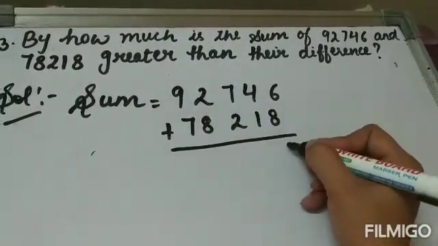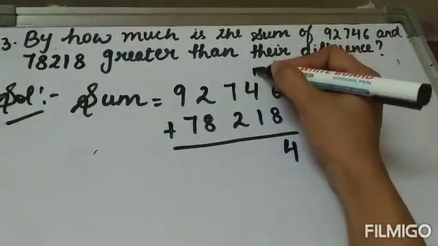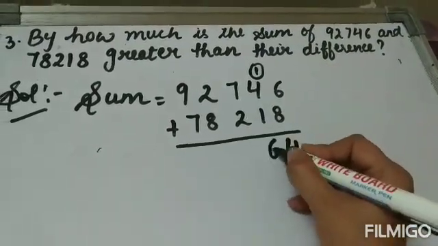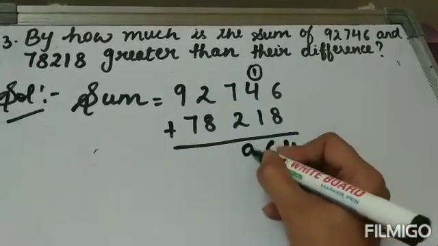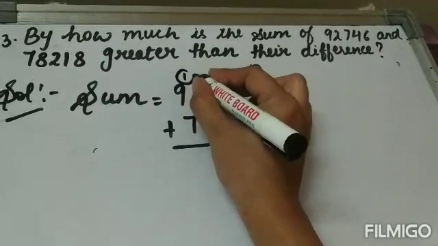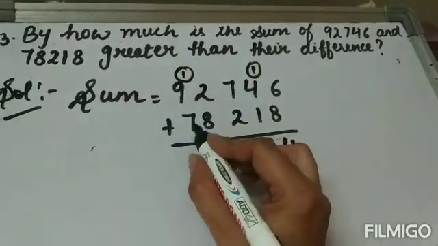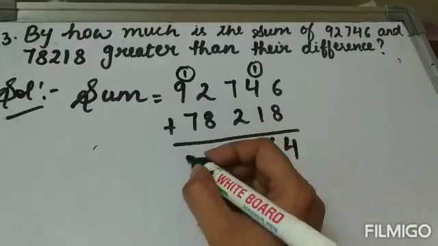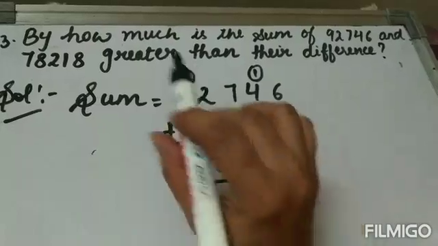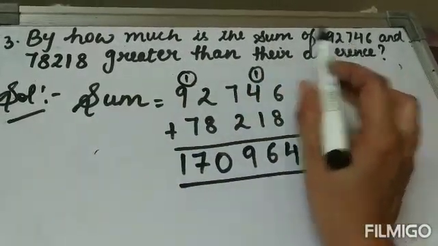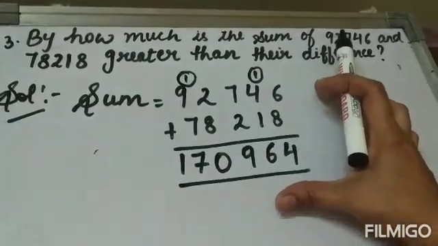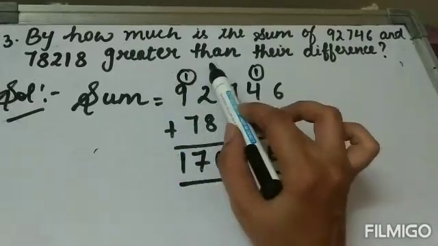6 plus 8 is 14. 4 plus 1 5, 5 plus 1 6, 7 plus 2 is 9, 8 plus 2 10, 9 plus 7 is 16 and 16 plus 1 is 17. Question is, by how much is the sum of this and this? We have done this part. Sum we have already done. Now is greater than their difference.